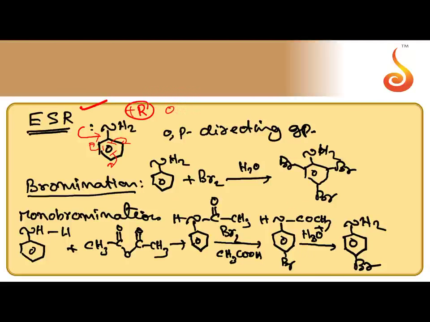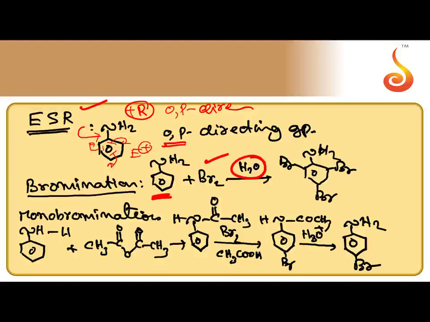That's why the NH2 group acts as a +R group and increases electron density at the ortho and para positions. So it directs the incoming electrophile to attack at the ortho and para positions. So the NH2 group of aniline acts as an ortho-para directing group.